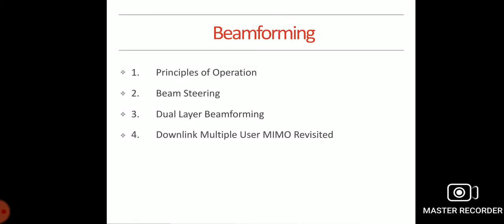In this lecture, EC 8652 Wireless Communication, we are already discussing the multi antenna techniques for wireless communication. In the subtopic of beamforming, today we are going to discuss the principle of operations, beam steering, dual layer beamforming, and also downlink multi-user MIMO revisited.